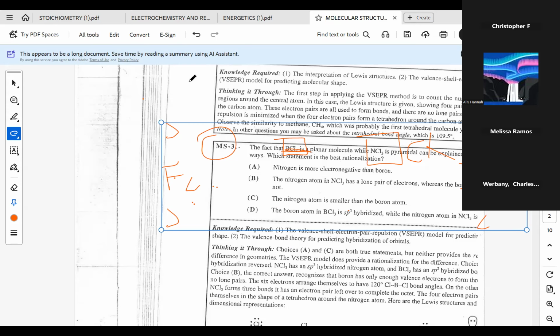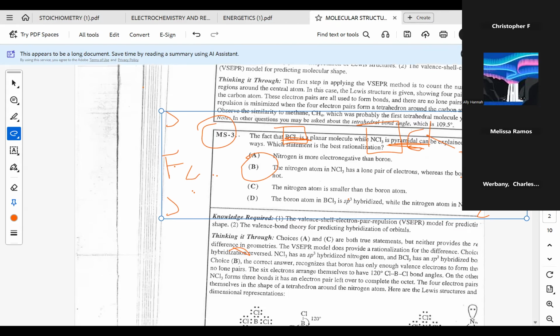So for our NCl3, we have that lone pair after we do our Lewis structure. That is why it's trigonal pyramidal. And what did we ask here? Nitrogen atom has a lone pair, whereas boron does not. So B would be our correct answer choice here. But again, you have to do Lewis structures to confirm that.